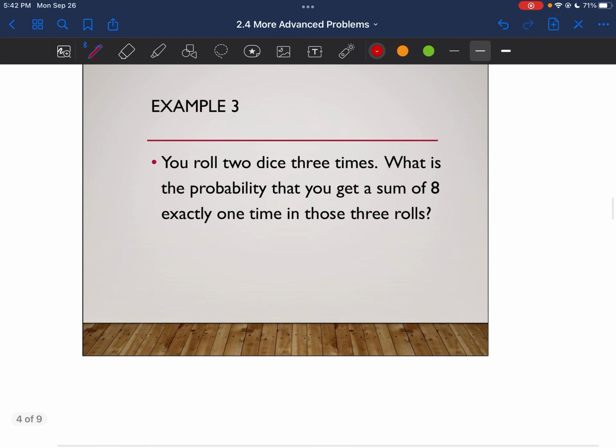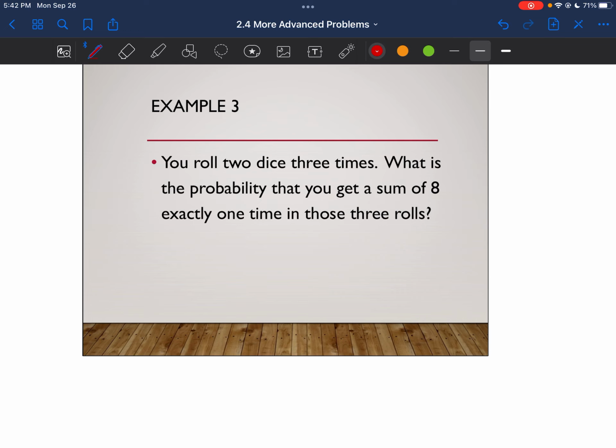So now we want to roll 2 dice 3 times. What is the probability that we get the sum of 8 exactly 1 time in those 3 rolls? So this one is a little bit different. We want to get a sum of 8 1 time, but we don't care if it's the first roll or the third. In the first example, we wanted it to be on the 3rd roll. Here we don't care when it happens.